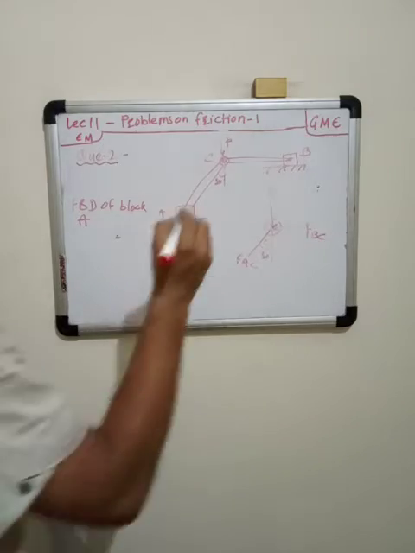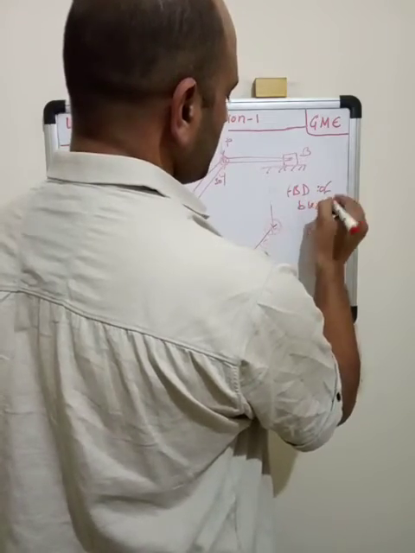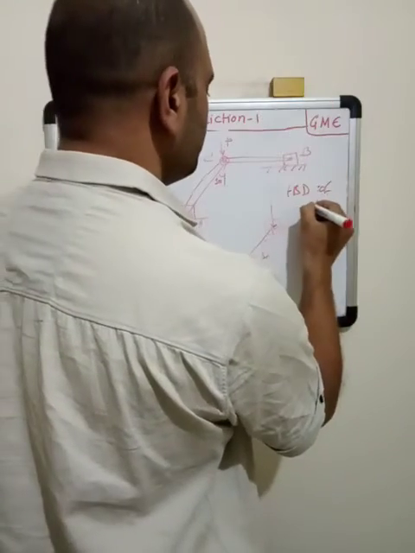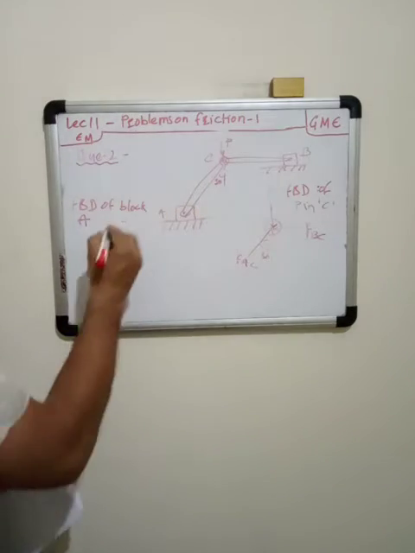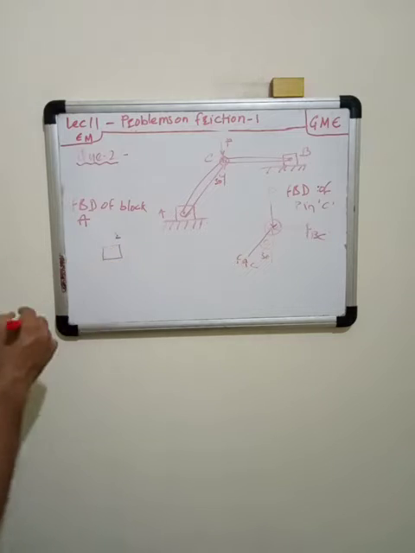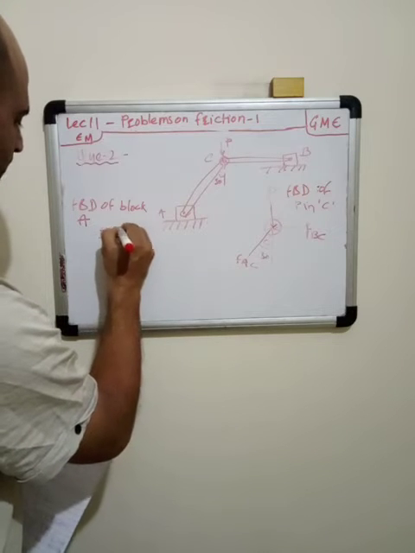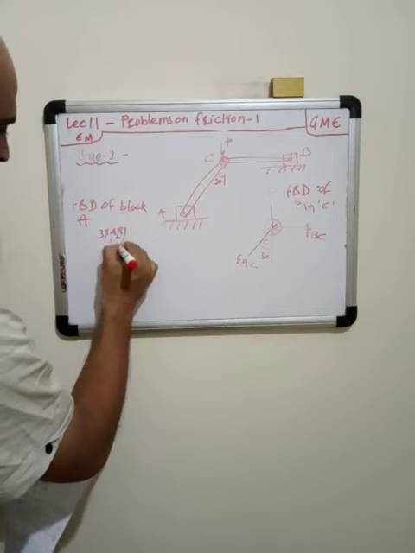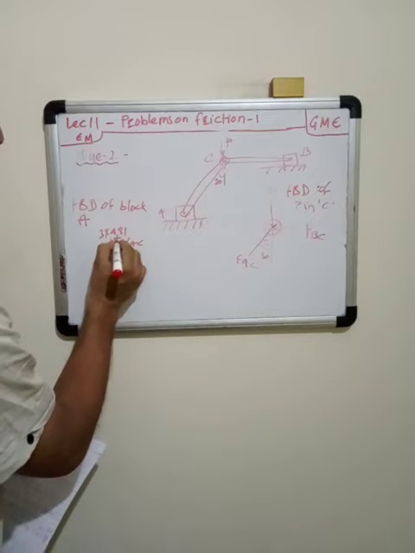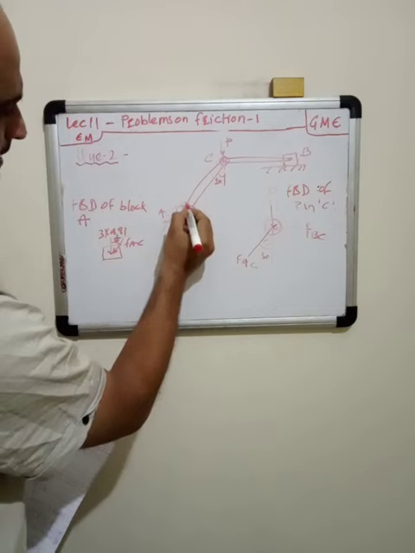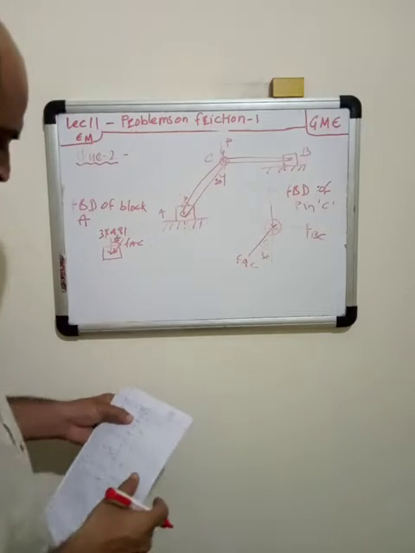Now I'll draw it over here. This is not a block, it's a pin, the free body diagram of pin C. Now the free body diagram of the block is also very simple. This is block A. The weight of the block, I think they have given, is 3 kg, so the weight is 3 × 9.81. F_AC is acting like this on the block. This angle is 30 degrees, and this angle is also 30 degrees, right? You should know the geometry properly because it's trigonometry.